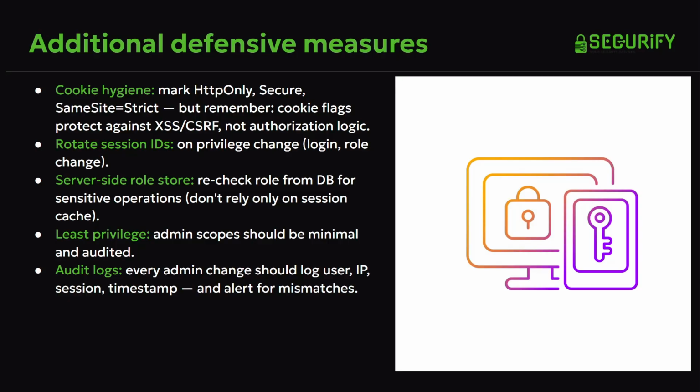And finally, enable audit logs. Every admin action should log the user ID, IP address, session ID, and timestamp. Set up alerts for unusual behavior like sellers suddenly accessing admin features. These extra steps won't fix the bugs on their own, but together they make your app harder to attack and easier to monitor if something goes wrong.